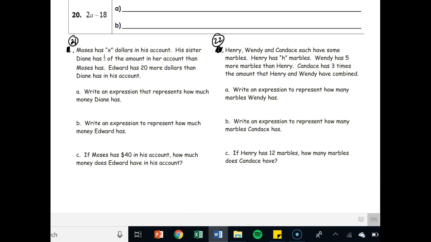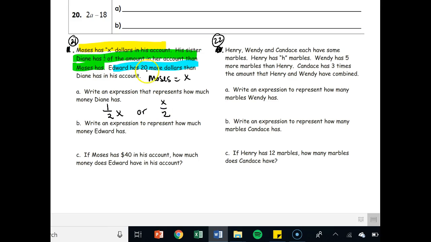So I'm going to do 21 here. It says Moses has x dollars in his account. That's important. So Moses is x. Diane has half the amount as Moses has. All right, so Diane has half the amount in her account as Moses does. So Diane has less money than Moses. And Edward has 20 more dollars than Diane does. Okay, so write the expression that Diane has in her account. So if Moses is just equal to x, Diane is half of x, right? Or x over 2.